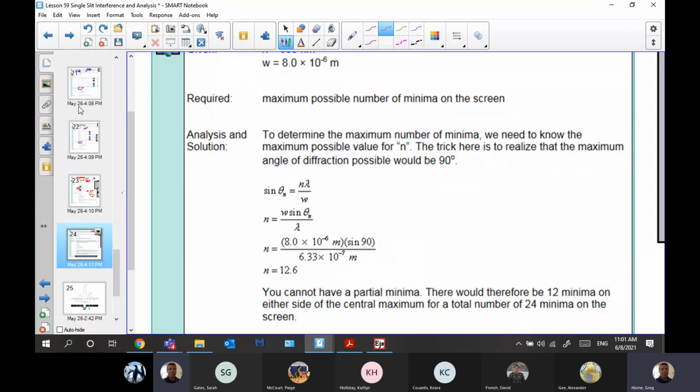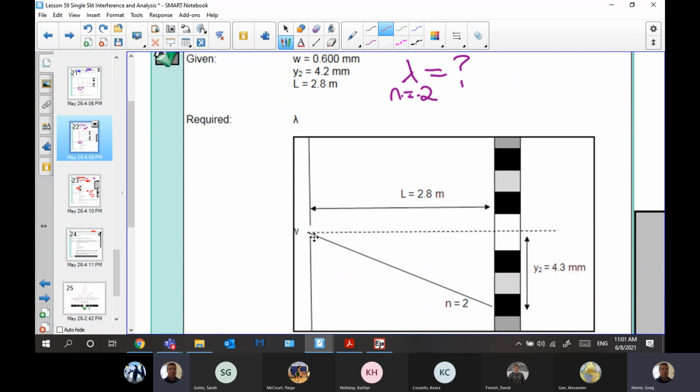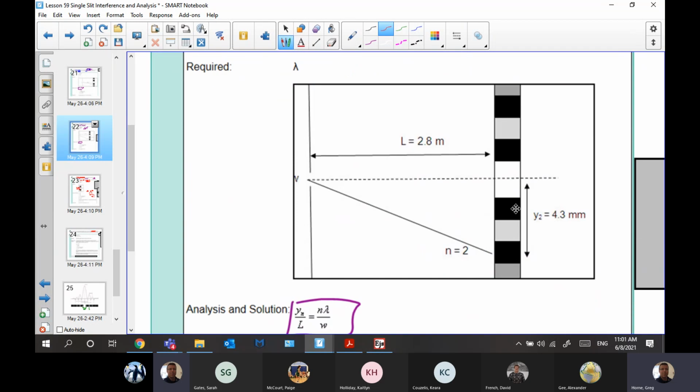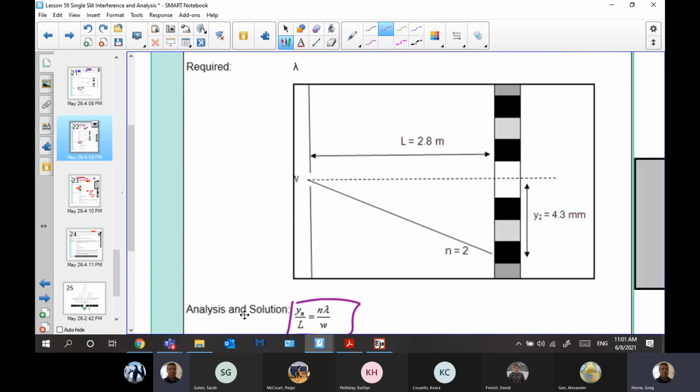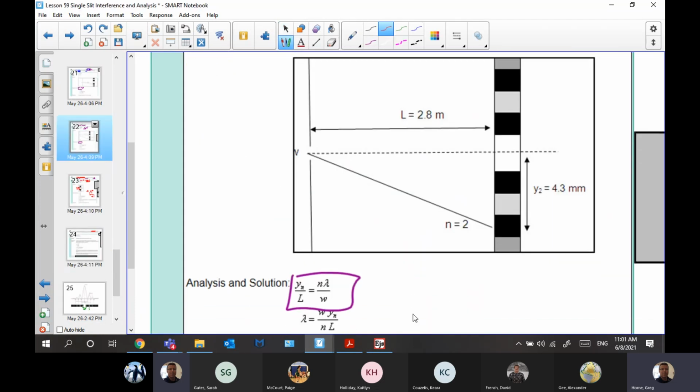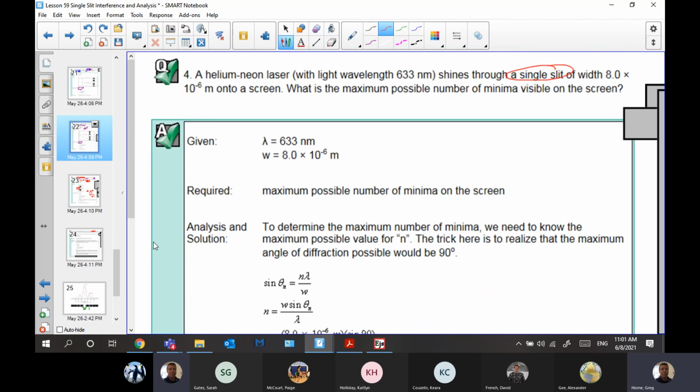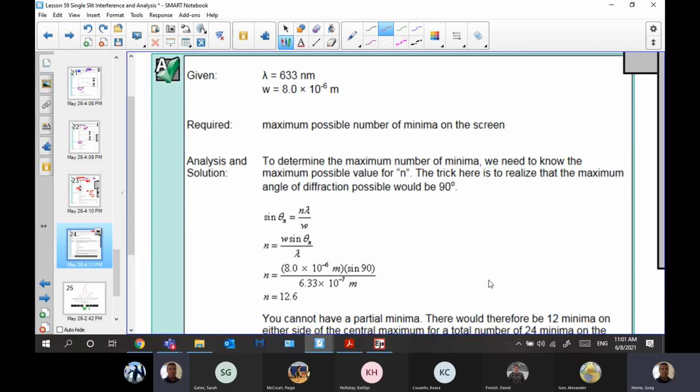So once your angle goes to 90 degrees, obviously you can't go any more than that, right? So the most you could have in this formula to do with minima, dark fringes, right? If you set that to 90 degrees, you can figure out the n value that corresponds, which gives you the maximum number of dark lines, I guess. Kind of a different style of question, but makes sense once you think about it.